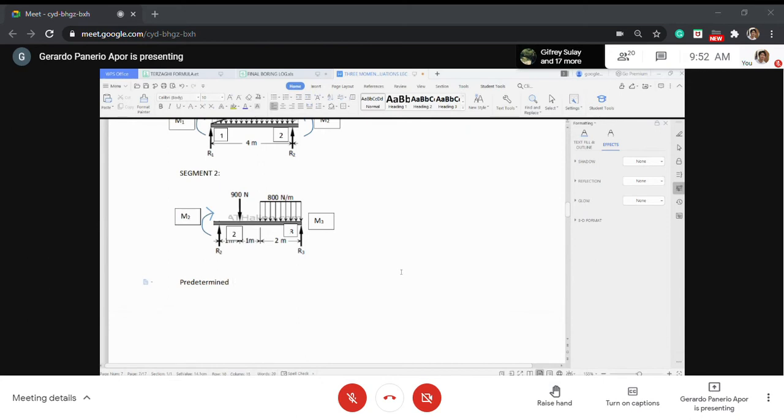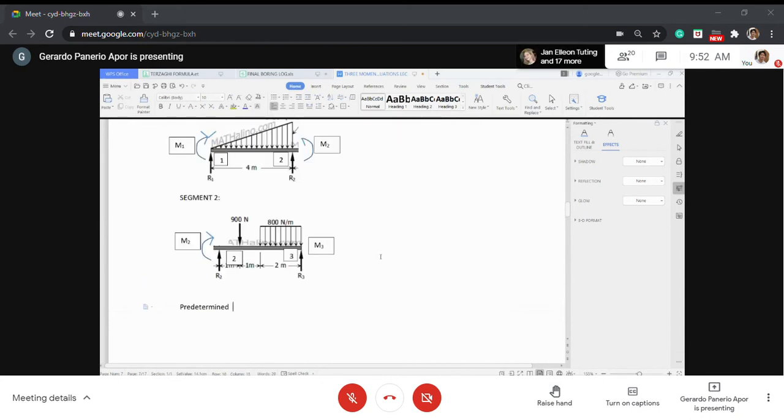Predetermined moments, we call them variables, such as M1 that is equal to 0, M2 is also equal to 0, L1 is equal to 4 meters, L2 is equal to 4 meters. So those are the things that we know. But this one is a subscript.